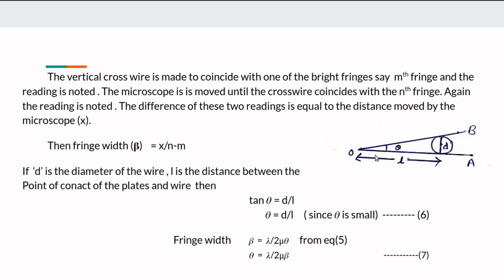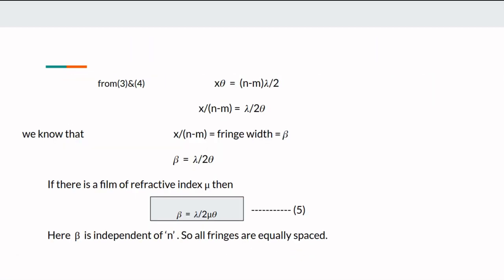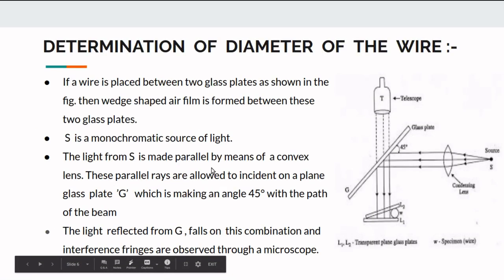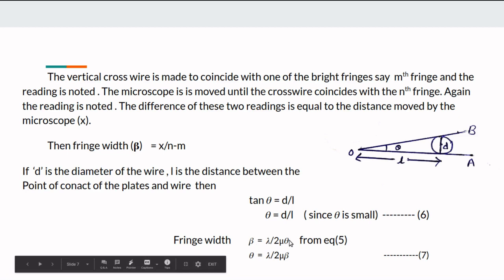From this figure, this is a triangle. Tan theta is equal to opposite side by adjacent side, that is equal to d by L. So theta is equal to d by L, as the angle of the wedge is very small. In the last slide we have derived the formula for fringe width: beta is equal to lambda by 2 mu theta, or theta is equal to lambda by 2 mu beta. These are the two equations for the angle of the wedge.